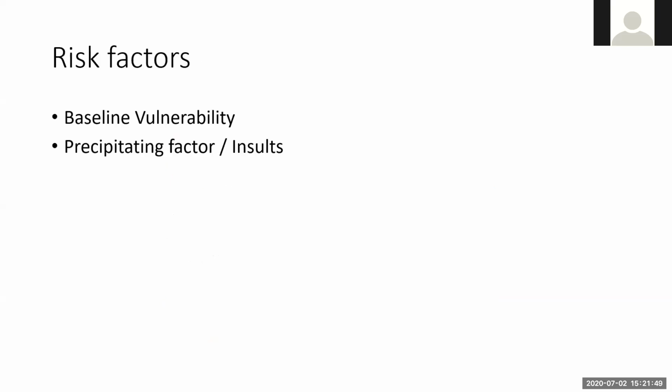So what are the risk factors? There is a baseline vulnerability that we say for patients. And there can be precipitating factors also, such as some noxious stimuli that can actually induce this delirium. So what do you mean by baseline vulnerability of patients? What category of patients would we be referring to? What is making these patients vulnerable for delirium? Any suggestions?